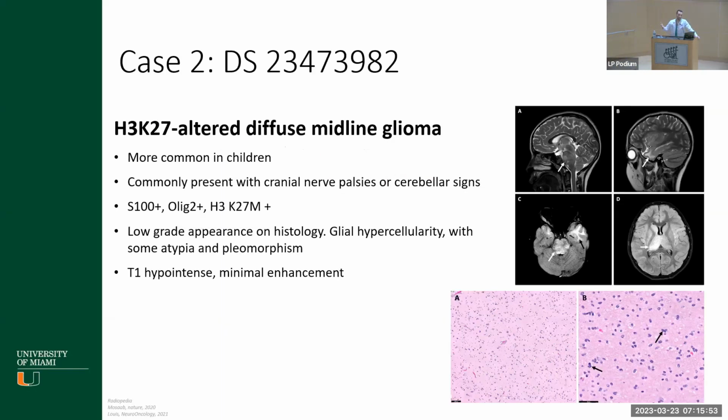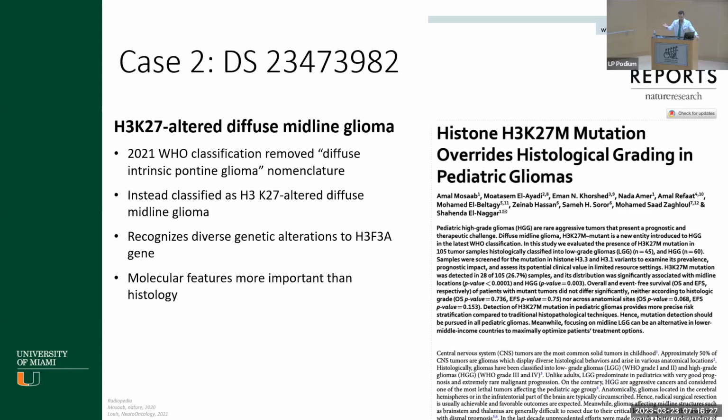Yeah, so the classic midline glioma, right? We see them often in children, and they similarly present with cranial nerve palsy, cerebellar signs. The markers that are important, really the H3K27 mutation, is what's changed the paradigm for these. And as Dr. Saad said, histologically they appear as low grade. They don't have the classic appearance of a high-grade glioma, but they behave more like a high-grade glioma, and often can have minimal enhancement and are hypointense on T1.